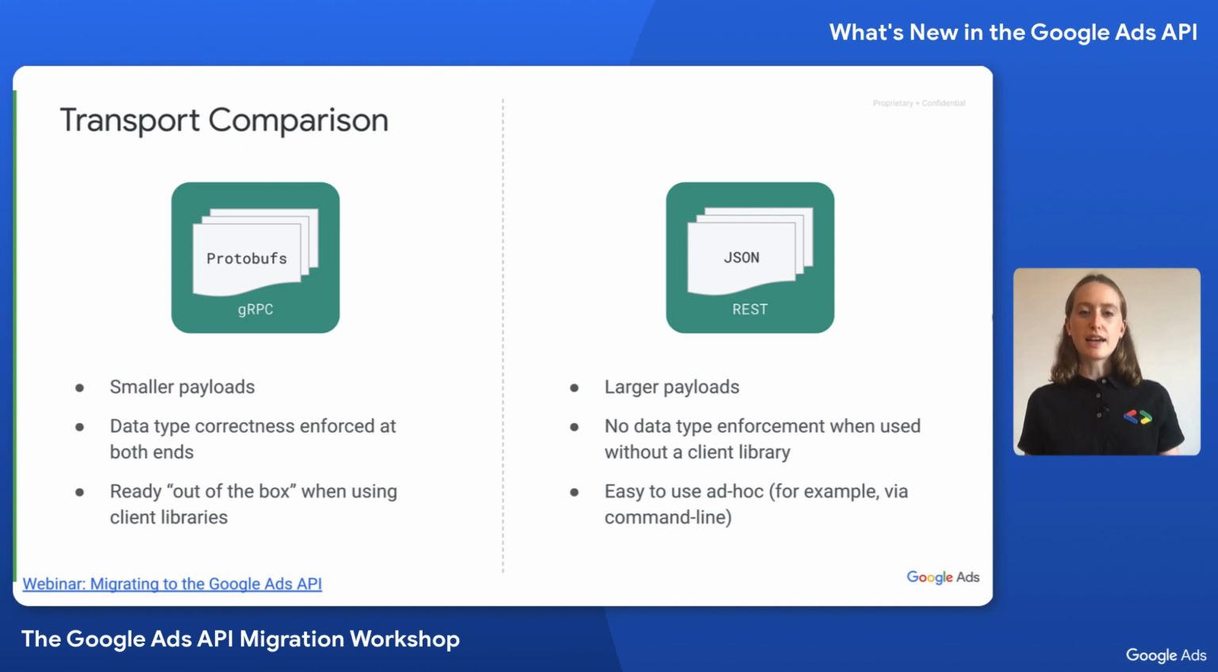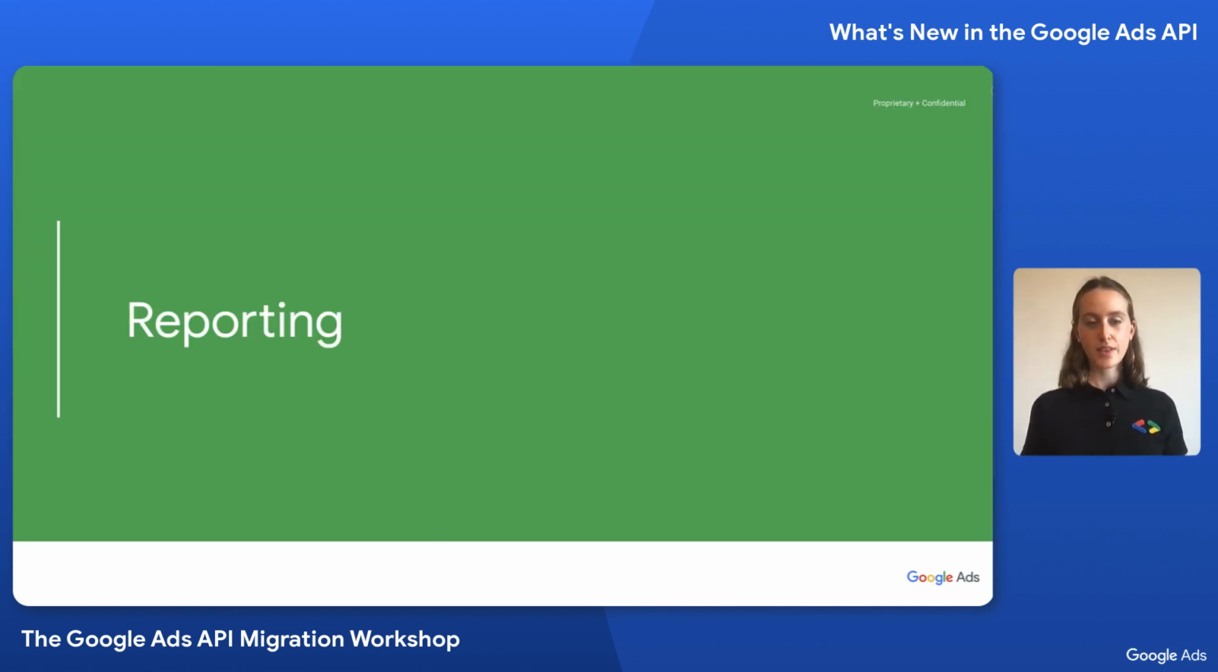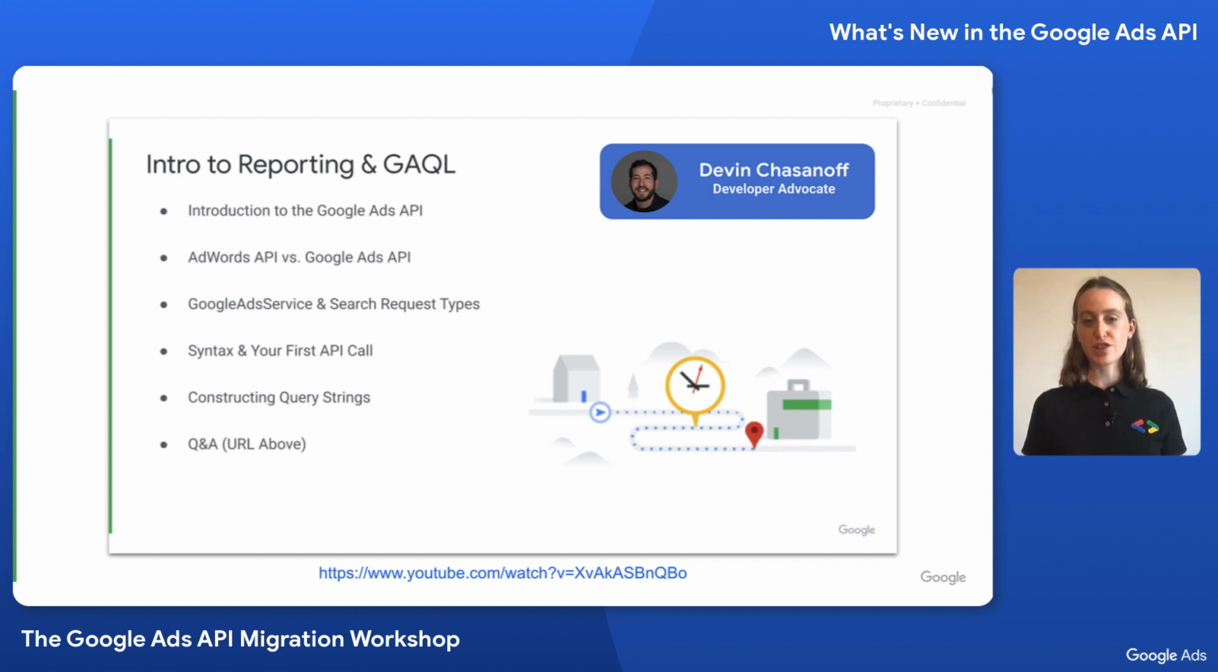If you use our client libraries, you don't need to worry much about these underlying technologies, but they can be useful to know about when designing your integration. One of the biggest paradigm changes in the Google Ads API is around reporting. I'll give an overview of what's changed, but for more specifics, I recommend watching my colleague Devin's webinar.